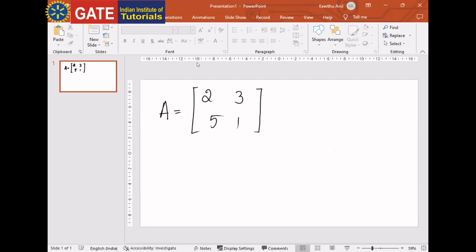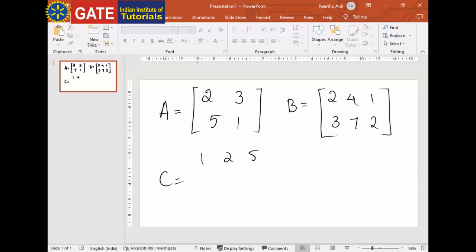What is it? It is matrix A. Now another matrix I can have, matrix B. It can again be written in the form of a square bracket where there may be 2, 4, 1, 3, 7, 2. This is also a matrix. How many rows are there in this? Two rows are there and 3 columns are there, right? So we can give a denotation to each and every matrix. Sometimes our matrix will be like matrix C is equal to 1, 2, 5, 2, 2, 1, 0, 1, 0.